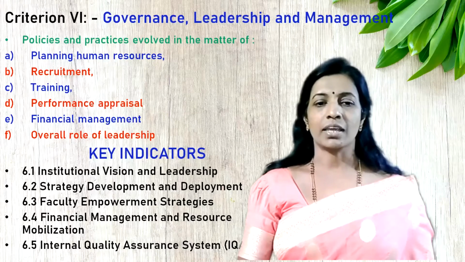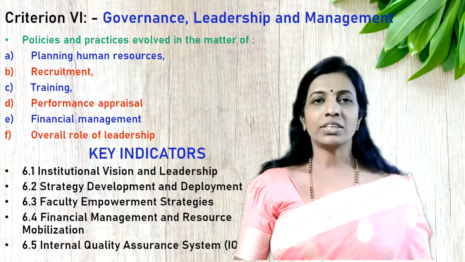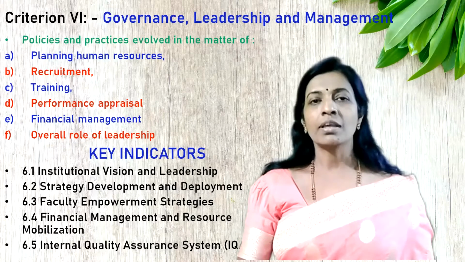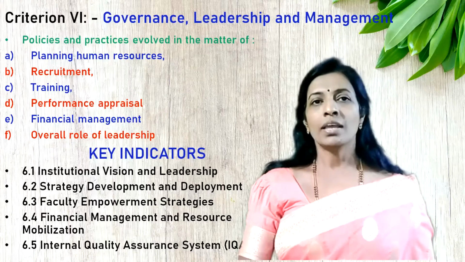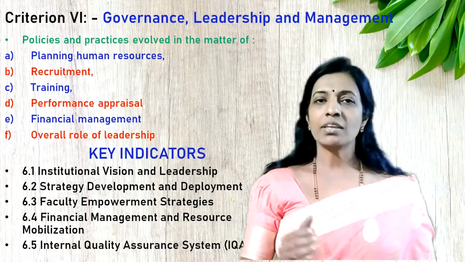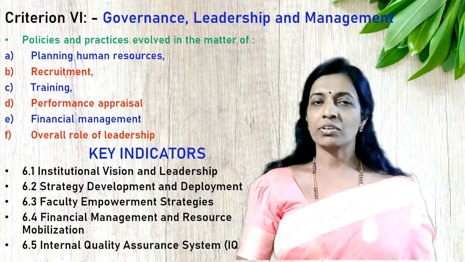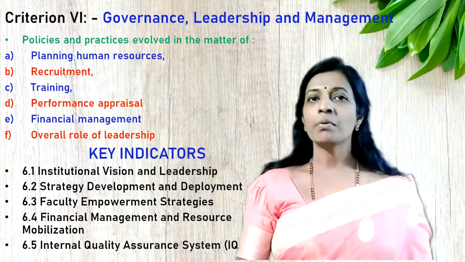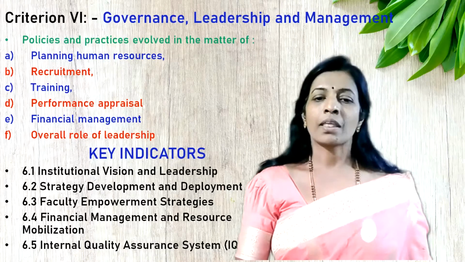The next key indicator, that is strategy development and deployment, looks into whether the higher education institution is aligning the various measures, both academic as well as administrative measures which have been taken up, in order to reach the goals of the institution.